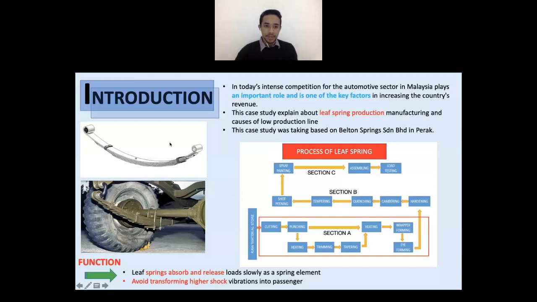For the first picture, this is how the leaf spring looks, and the second picture shows how the leaf spring is installed on heavy duty transportation. The function of the leaf spring is to absorb and relieve load slowly as a spring element, and second, to avoid transmitting the highest shock vibration to the passenger. There is a process of leaf spring: the complete leaf spring goes through section A, section B, and section C. But in my case study, I will focus on section A.